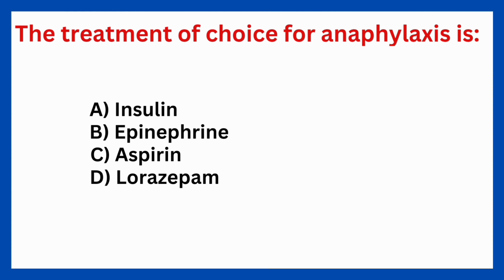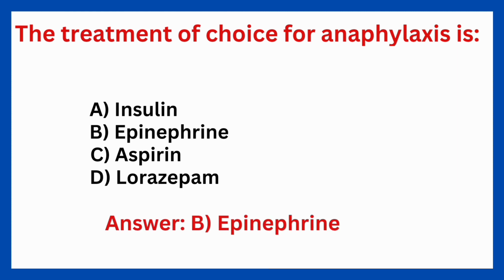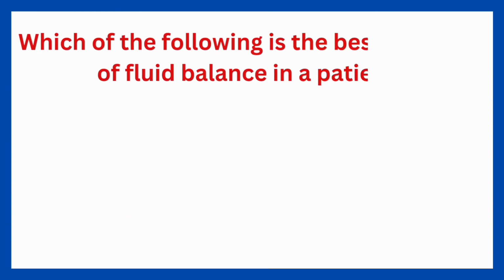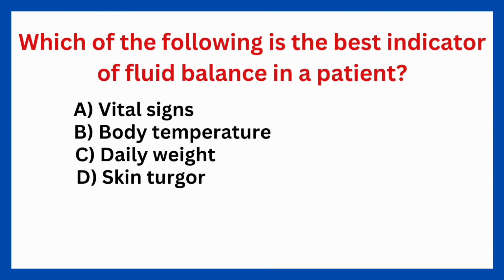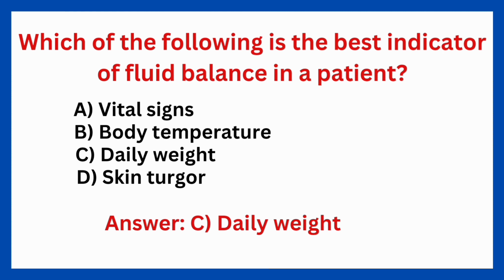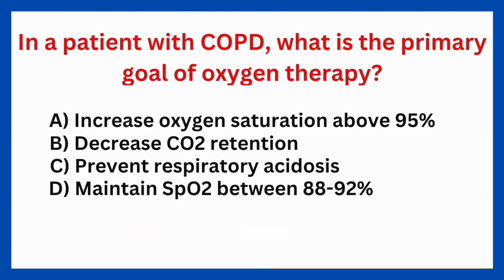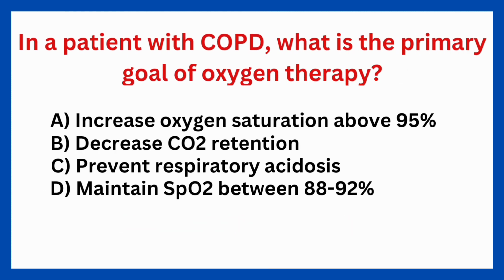Shakiness. The treatment of choice for anaphylaxis is. Right answer is option B. Epinephrine. Which of the following is the best indicator of fluid balance in a patient? Right answer is option C. Daily weight. In a patient with COPD, what is the primary goal of oxygen therapy? Right answer is option D.